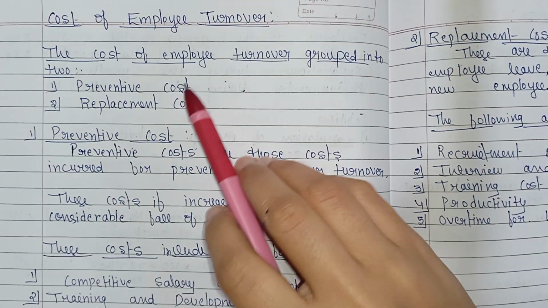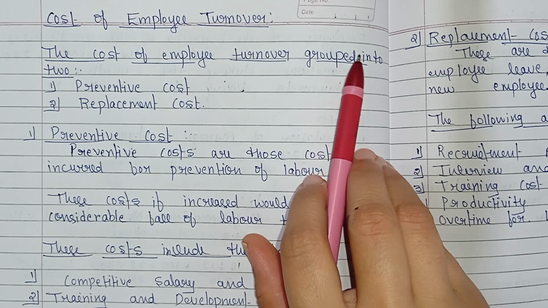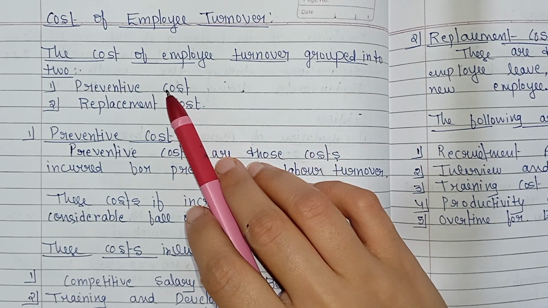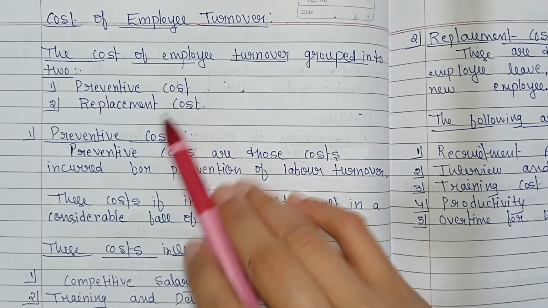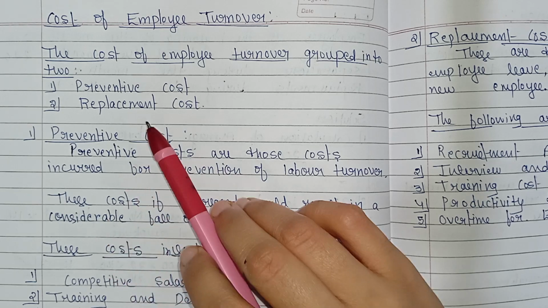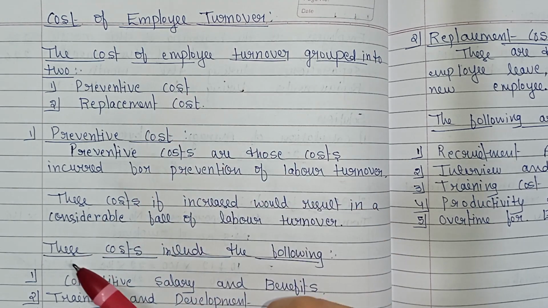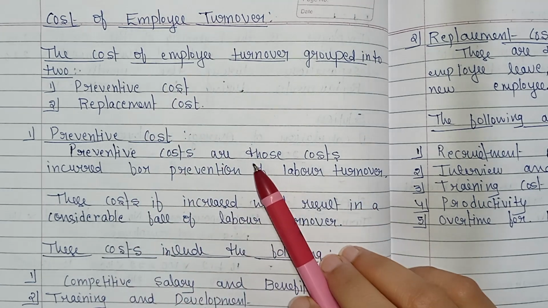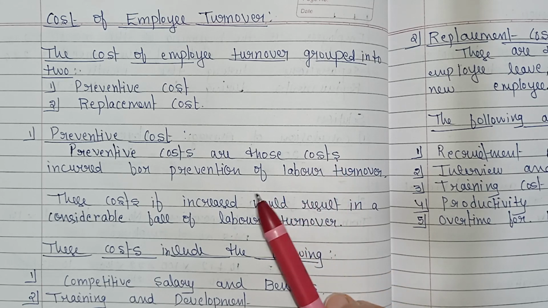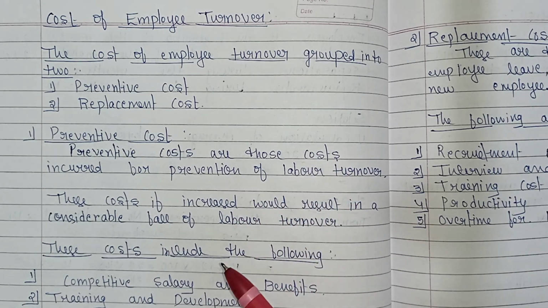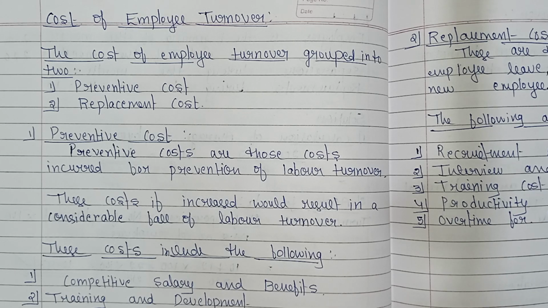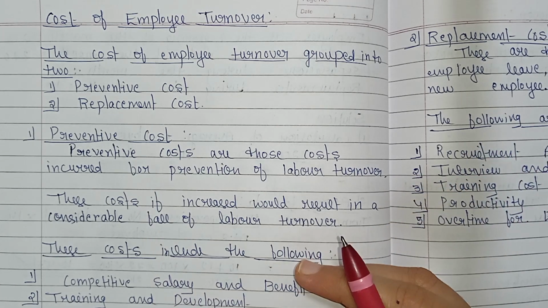See here, the cost of employee turnover is grouped into two categories. They are preventive cost and replacement cost. First, let's start with preventive cost. Preventive costs are those costs incurred for prevention of labor turnover.